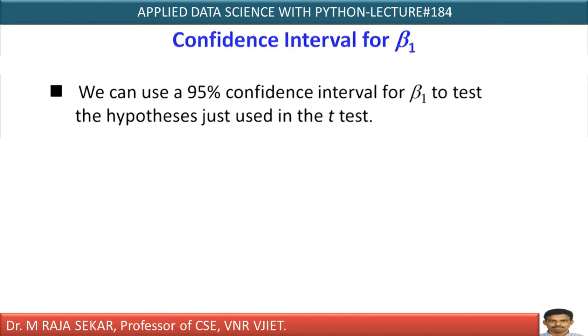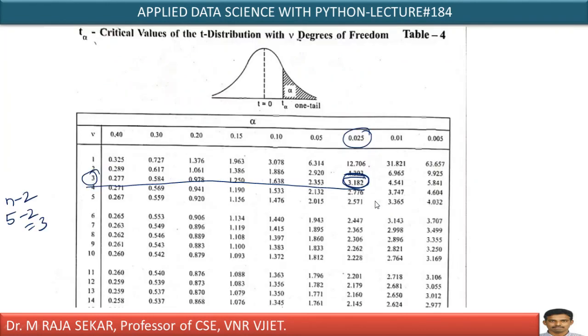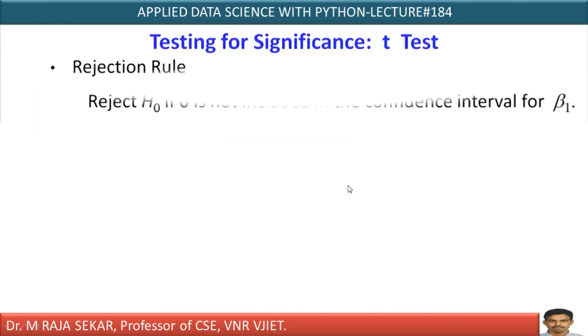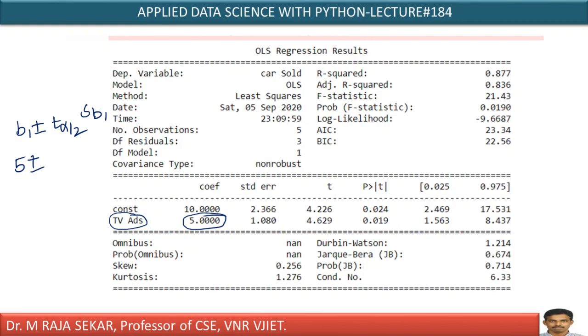Just see here. This is 3.182, from the table I have shown, isn't it? That is t alpha by 2. What is my t alpha by 2? 3.182. What is my SB1 value? SB1 means standard error, that is 1.080.